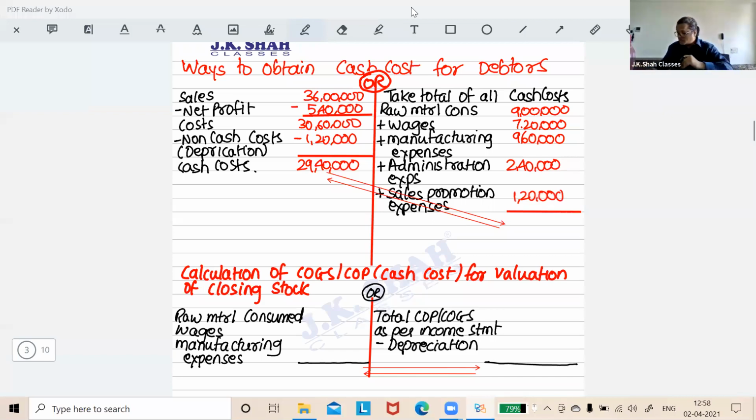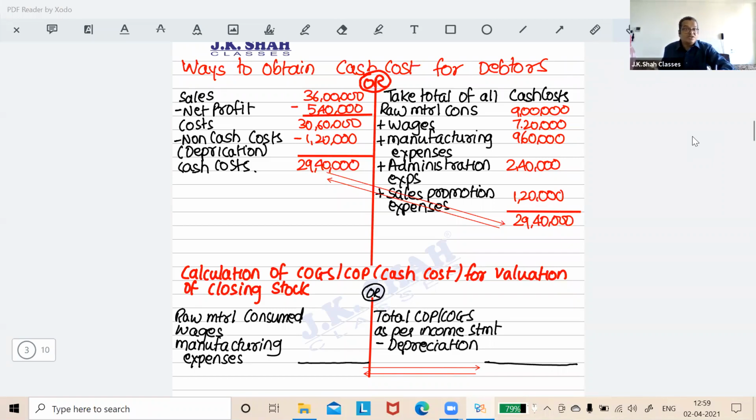Guys, we have just taken our cash costs. Take a total of that: 9 lakh plus 720 plus 960 plus 240 plus 120. Does it match? Yes. Now, I hope you understand the meaning of the word cash cost. This is enough example to understand that we are taking only cash costs into consideration. So there are 2 ways of looking at it. Take the whole amount of sales, remove the net profit, remove the depreciation. Else, go through the whole question, and whichever you feel is a cash cost, take it in your working, and you will reach the same number. What say, guys? I hope everybody has understood this well.